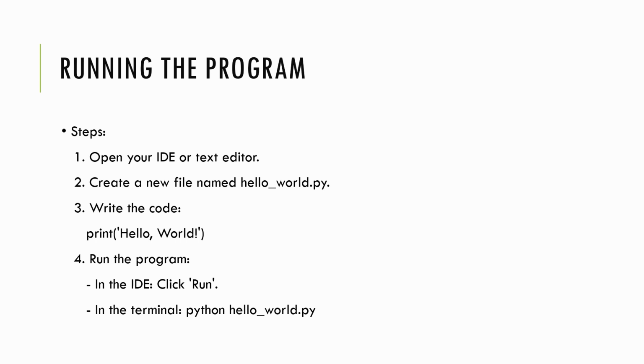Once you have written the code, it's time to run your program. If you are using an IDE, simply click the Run button. In the terminal, you can run the program by typing python hello_world.py or python3 hello_world.py, depending on your system configuration. Running this program will display Hello World on the screen, confirming that your setup is working correctly.